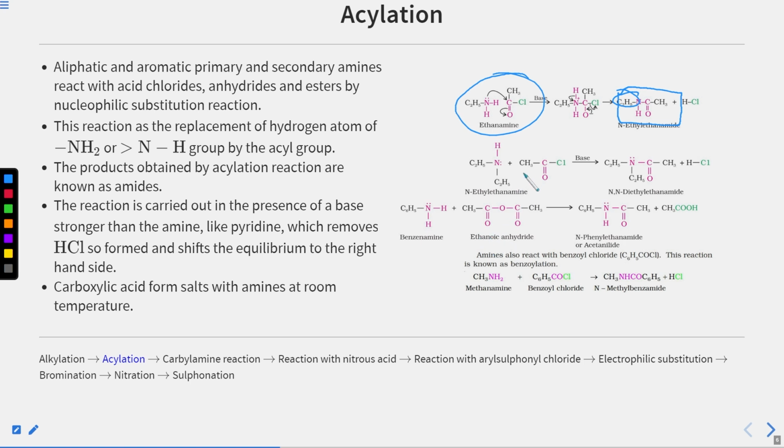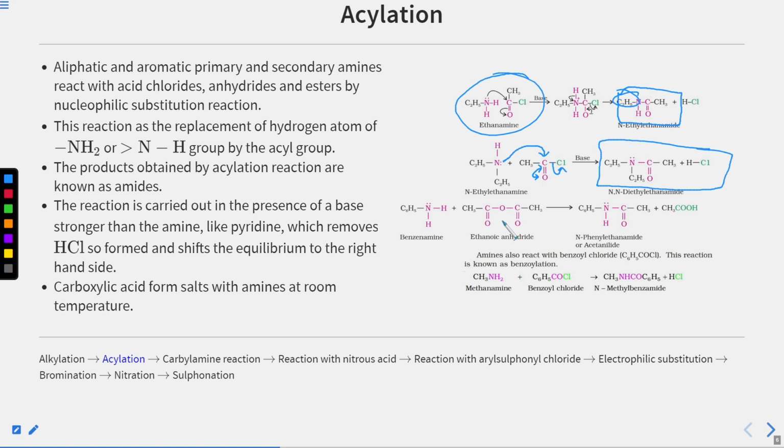Next, again we can take secondary amine also. So secondary amine will also attack. We'll kick out the Cl minus, so it will attack here. This lone pair will go here. It will come back. It will kick this Cl out, which will result again in an amide. But this is N,N-diethyl ethanamide.